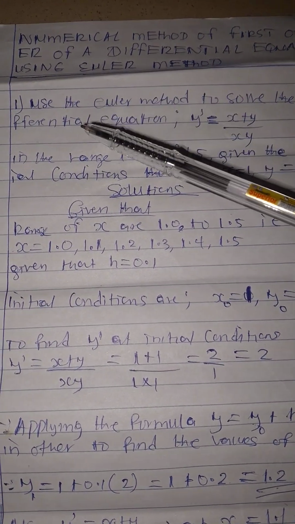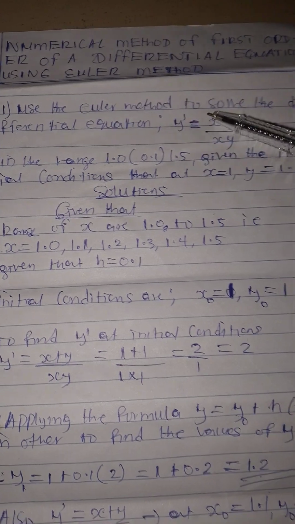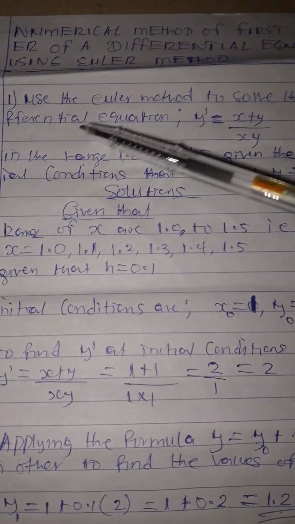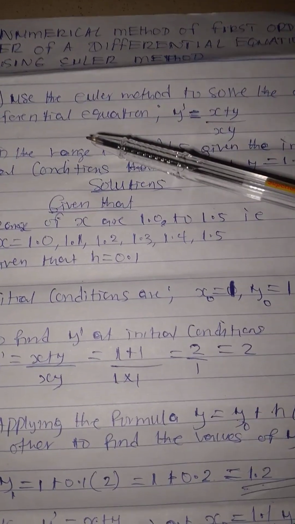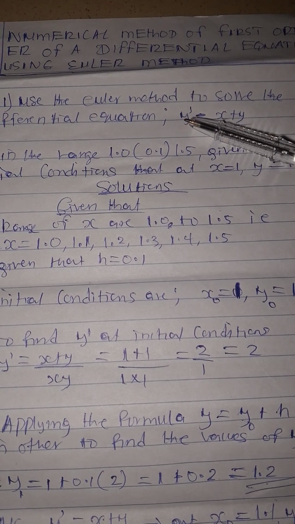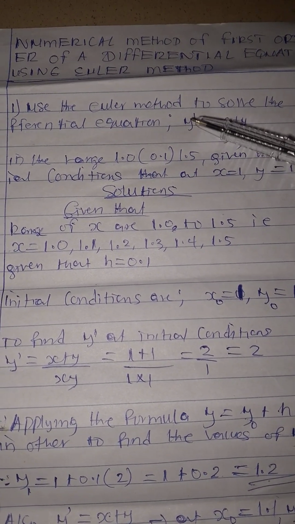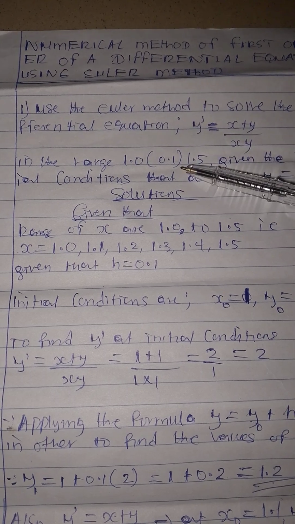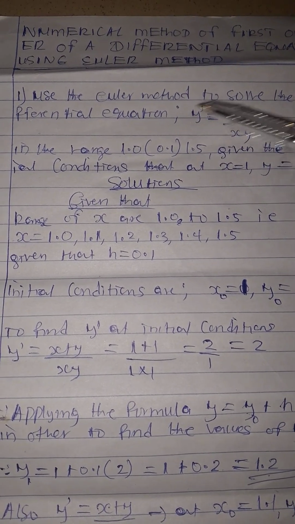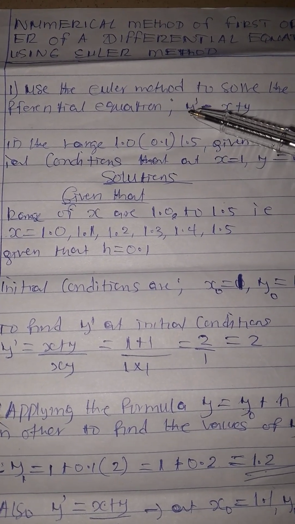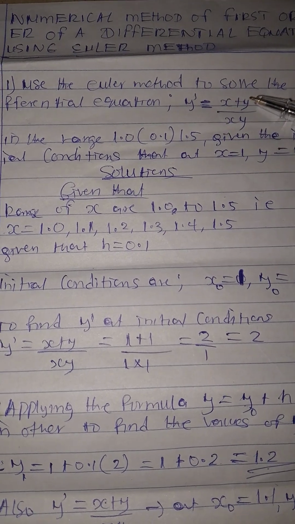Question one says that we have to use the Euler method to solve the differential equation. We have y prime equal to (x plus y) over xy. You know that y prime is something as dy over dx. So we are given that this is first order, that is y prime. So given that y prime is equal to what? (x plus y) over xy.